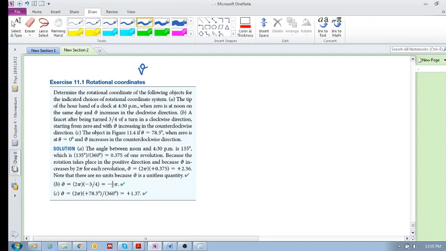Determine the rotational coordinate of the following objects for the indicated choices of rotational coordinate system. Okay, so remember, again, you need a place where this is 0, and we'll see what that means, and whether it is clockwise or counterclockwise. Okay, so for part A, the tip of an hour hand of a clock at 4:30 p.m. when 0 is at noon on the same day and theta increases in the clockwise direction.